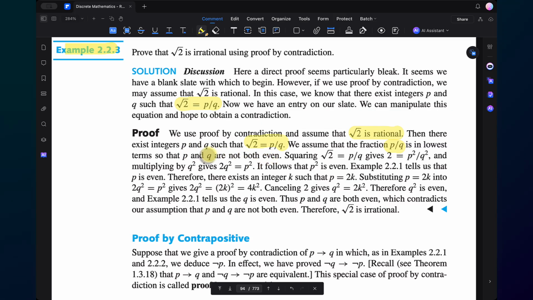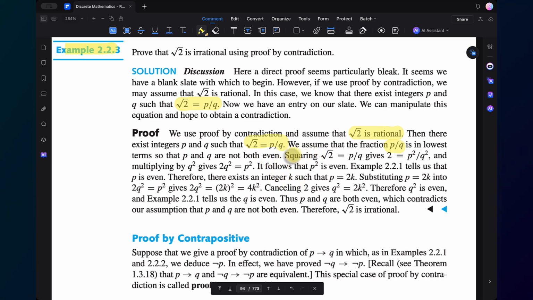Because if they were both even, we would then cancel out the 2's in either the numerator or denominator and make a new fraction, which would be p1 over q1, where they're not both even, okay?